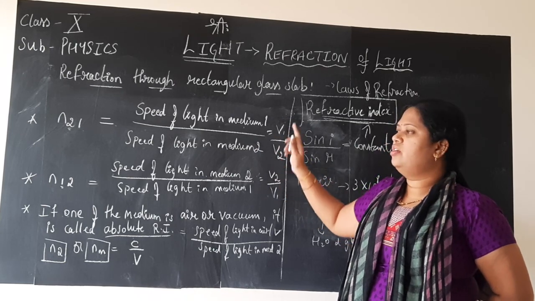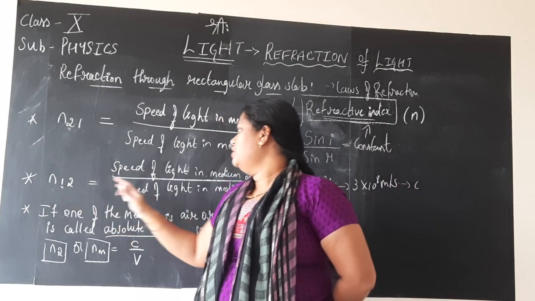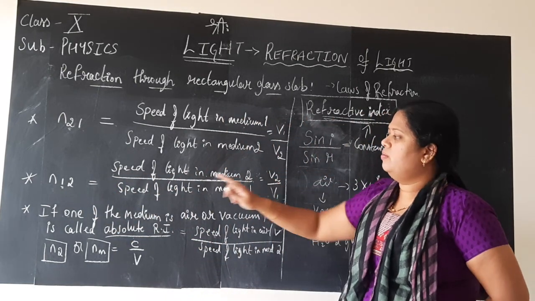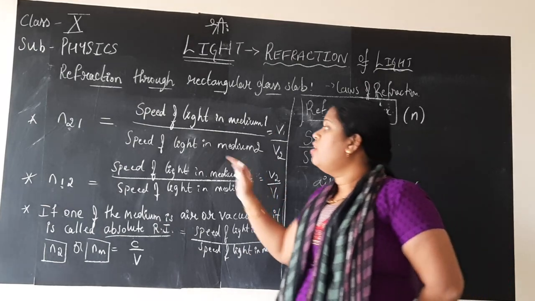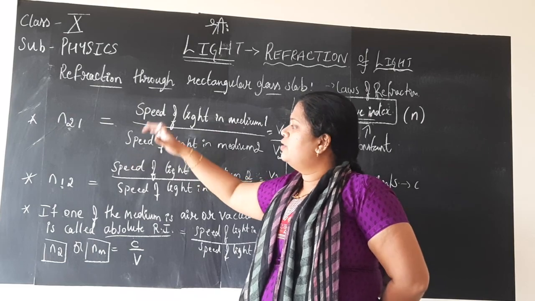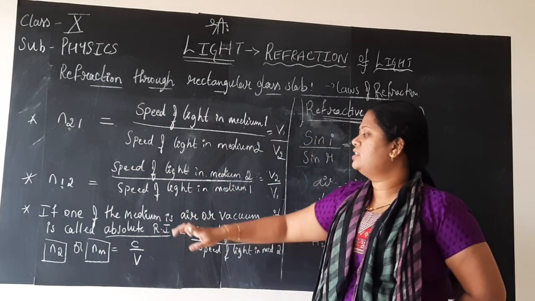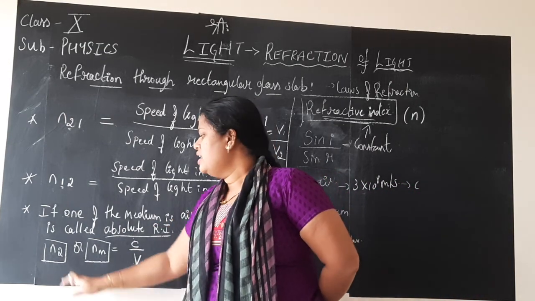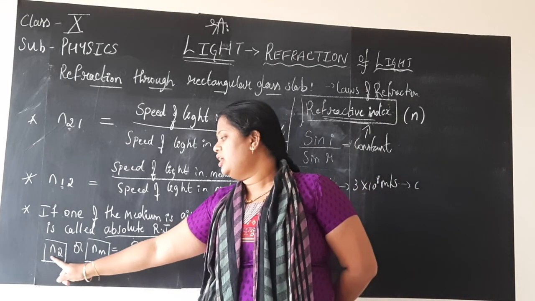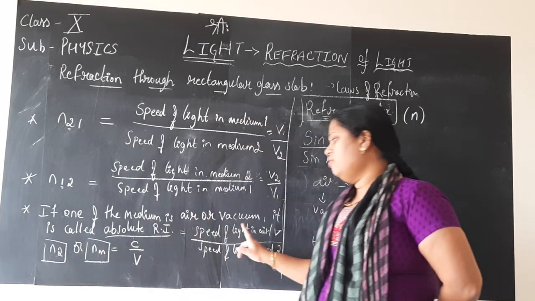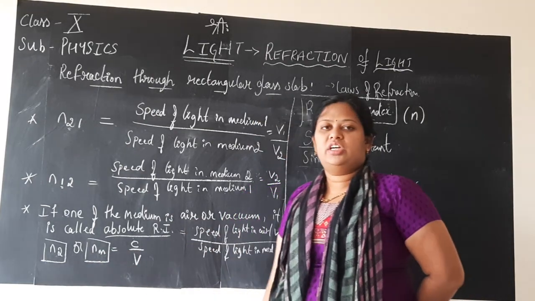Speed or velocity we use the notation v in physics, so v1 by v2. So for n12, it should be written in reverse: if it is 1 you write 2, and if 2 comes, first you write 1, children. This is the notation. If at all one of the mediums, mainly in the numerator, is air or vacuum, children, then that refractive index is called the absolute refractive index. It is represented by n2 or nm. Why have we not written 1? Because we know the first medium is air or vacuum. That is the reason we represent only n2, or also nm is the notation which is used.